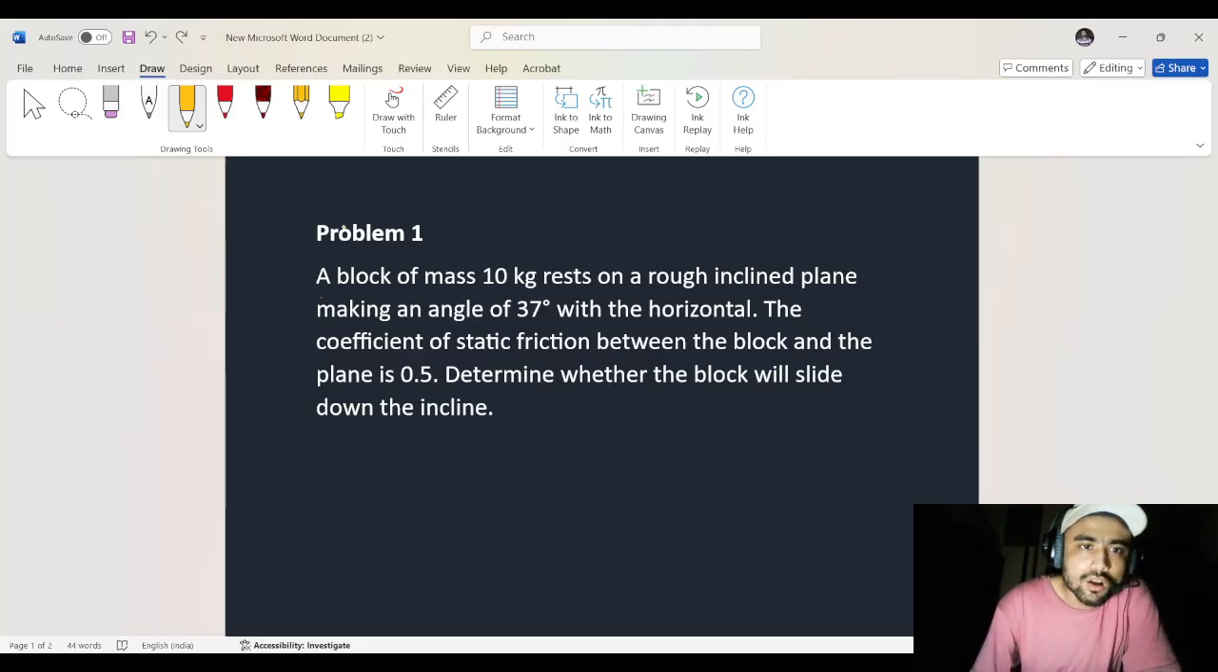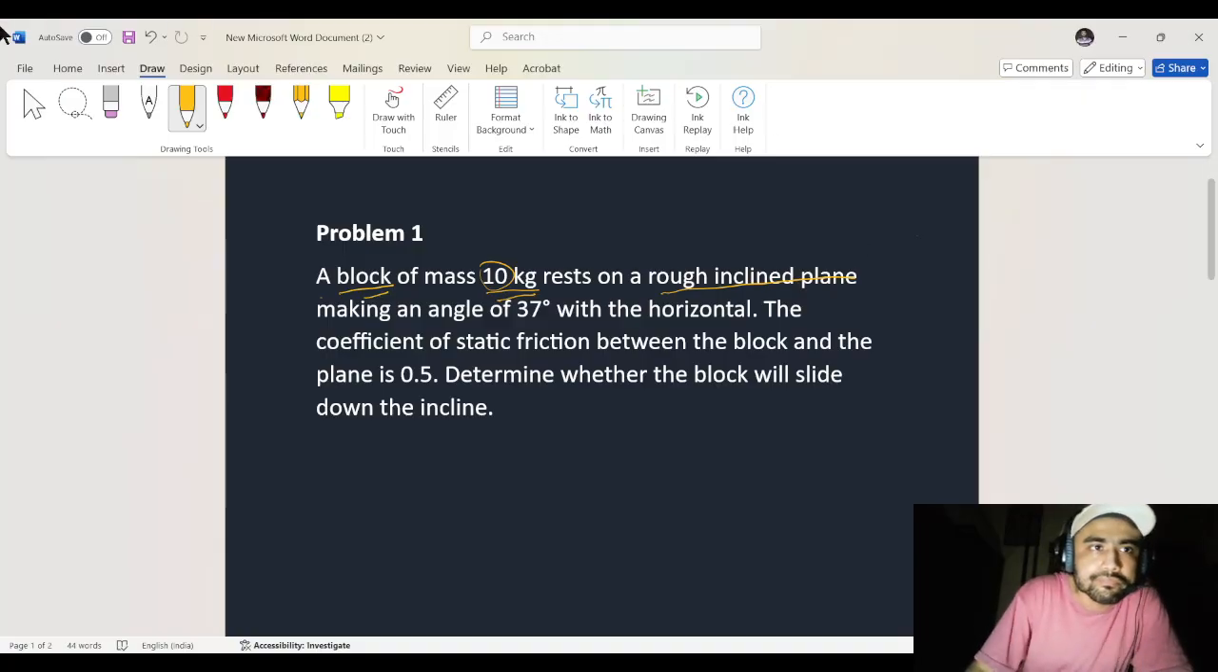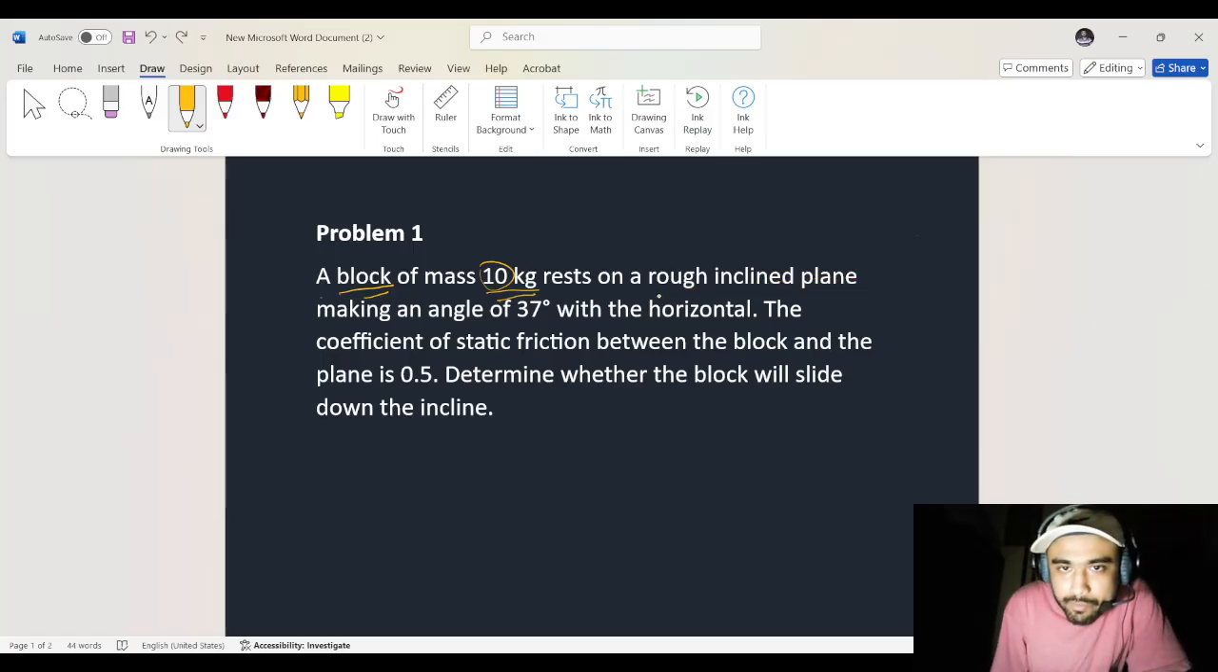So what is it saying? It is saying that a block of mass 10 kg. So this is the first information we got in terms of the numerical expression. The block rests on a rough inclined plane. The rough inclined plane is also an important piece of information. I'll tell you why.